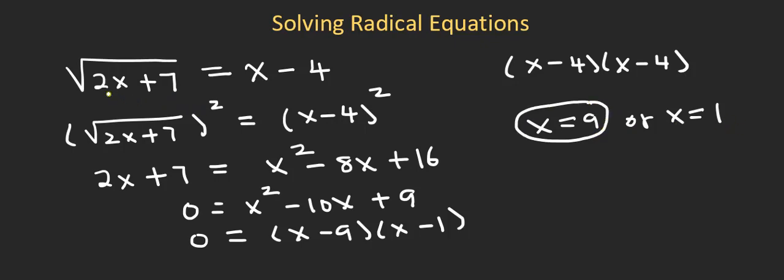What about 1? 2 times 1 is 2. 2 plus 7 is 9. Radical 9 is 3. But what about 1 minus 4? That's negative 3. So 3 is not equal to negative 3. So x equals 1 is not a solution. So we call this extraneous.